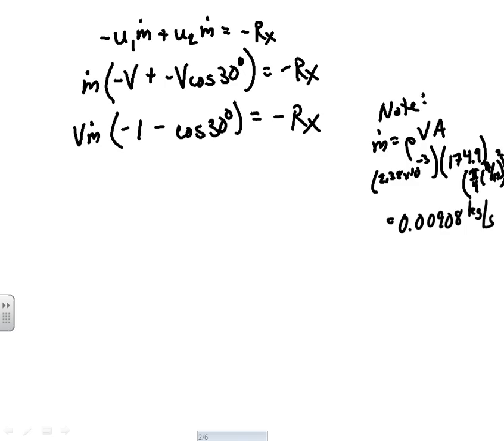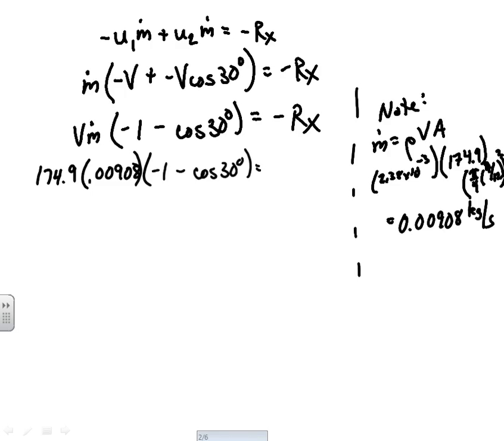So let's go back and plug into our momentum equation. The velocity was 174.9. The mass flow rate, 0.00908. That's times minus 1 minus cosine of 30 degrees equals minus Rx. One equation, one unknown, and I would get that Rx is equal to 2.96 pounds.